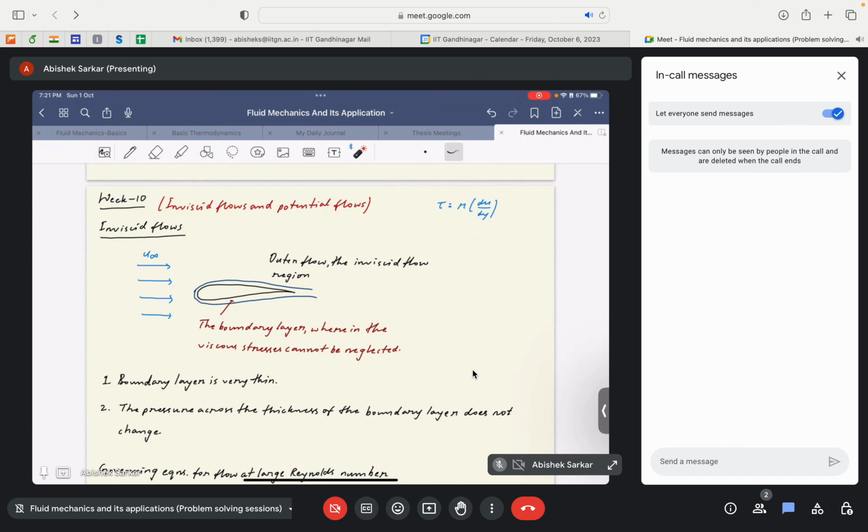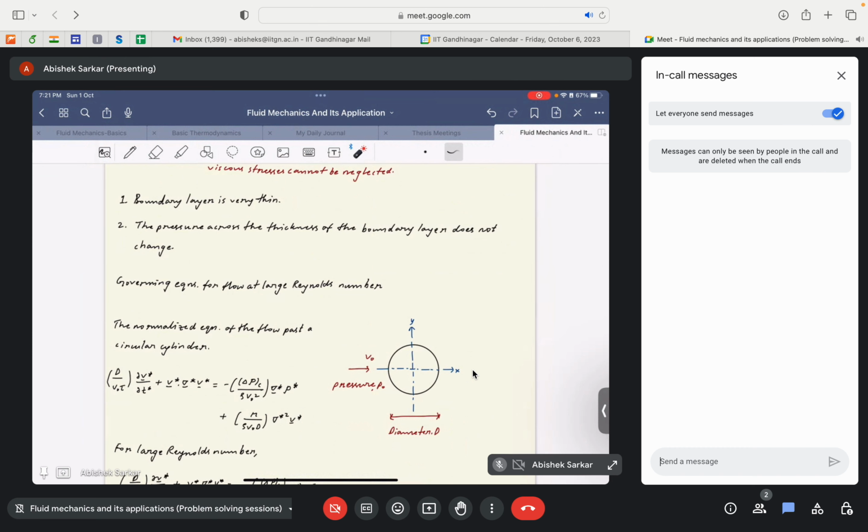And that's why having an understanding of how the flow behaves in this inviscid region can help us get a proper understanding of the flow physics for most of our day-to-day life objects. Okay, so that's why the knowledge of potential flow theory and inviscid flows is very important.